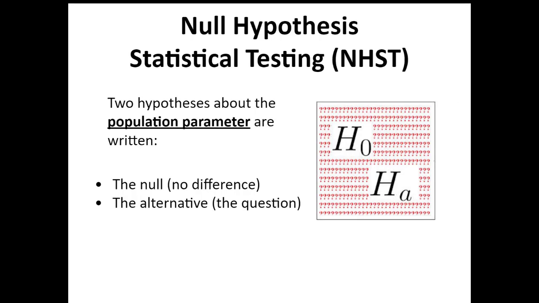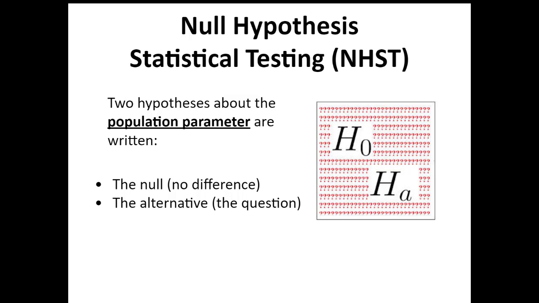When we write the hypotheses, we're going to write two different hypotheses each time. Both of them should be written in terms of the population parameter. The null hypothesis is the hypothesis of no difference, and it describes what is happening in the situation currently. It also can describe what would happen if the treatment is not making any difference on the status quo, on what's happening now. The alternative hypothesis addresses the question.